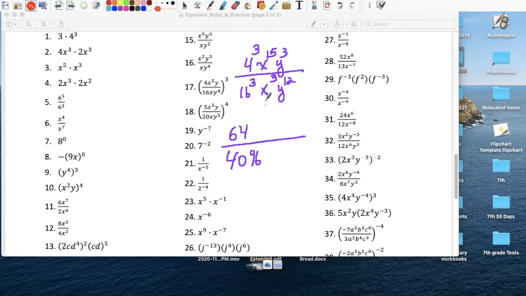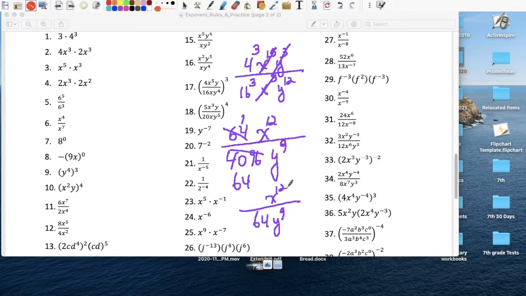x to the 15th and x to the 3rd: the 3 x's at the bottom are going to go away with 3 x's on the top, so that's going to leave us with x to the 12th. y cubed is going to be simplified with 3 of the y's in the denominator, but there's 12 of them, so we're going to be left with 9. And then to simplify 64 and 4,096, we can just go 1 over 64. Final answer: y to the 9th over 64 x to the 12th.